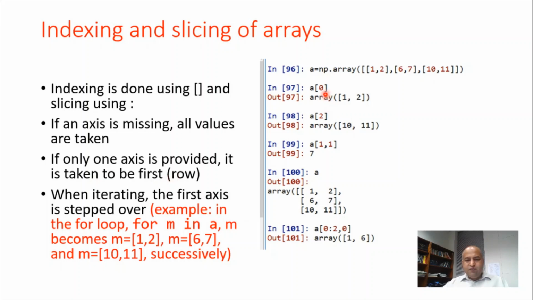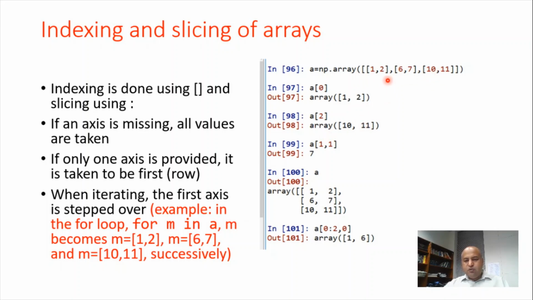So what happens is that if you only supply one index, it takes this as the index of the first axis. So the first axis here is this, in which this is the first element, this is the second element, this is the third element. So A of 0 is this first element, A of 2 is this last element. So if you only specify one index, it is taken to be the index of the first axis. So this is how we can access the elements on the first axis.